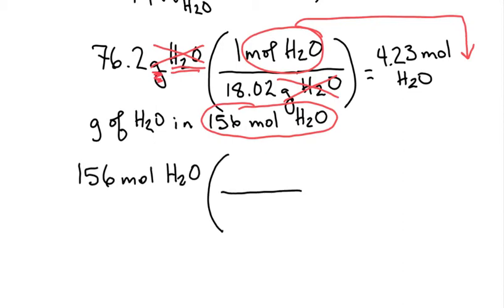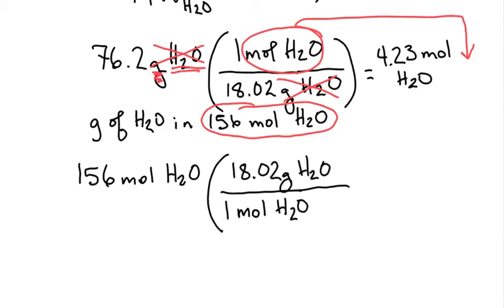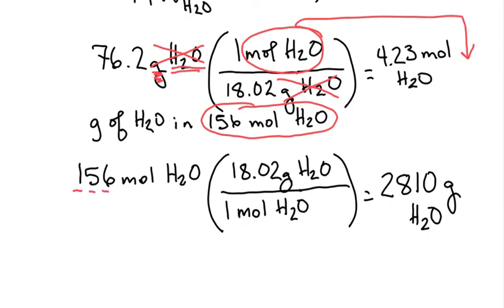From the molecular weight, from the addition up of the atomic weights, we know that 1 mole of water is equivalent to 18.02 grams of water. So 156 times 18.02, 2,810, watching my significant figures, grams of water. So the significant figures, just to review, there's 3 significant figures in my measurement, there's 3 significant figures in my answer. So that's the stoichiometry of molecular weight and how to use molecular weight as a tool to get you from grams to moles and back again.